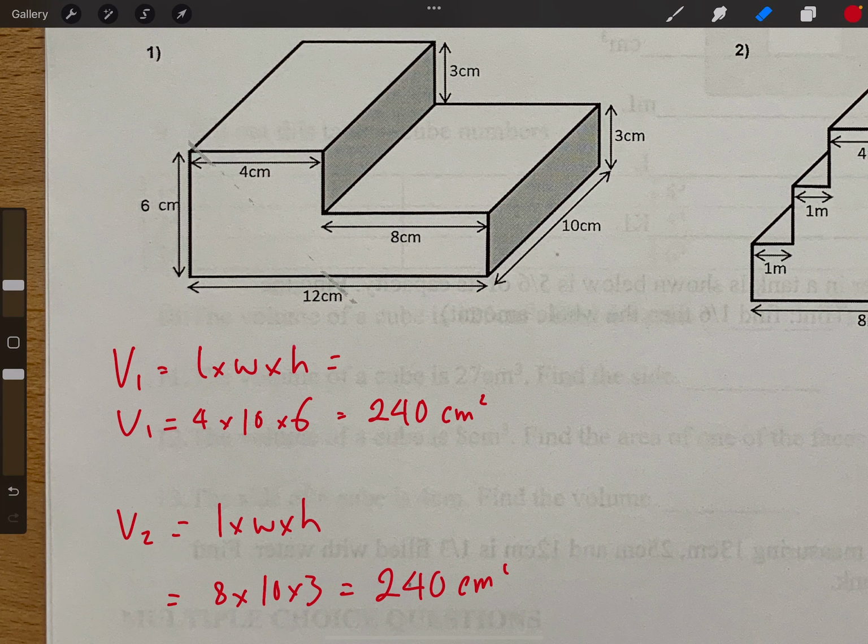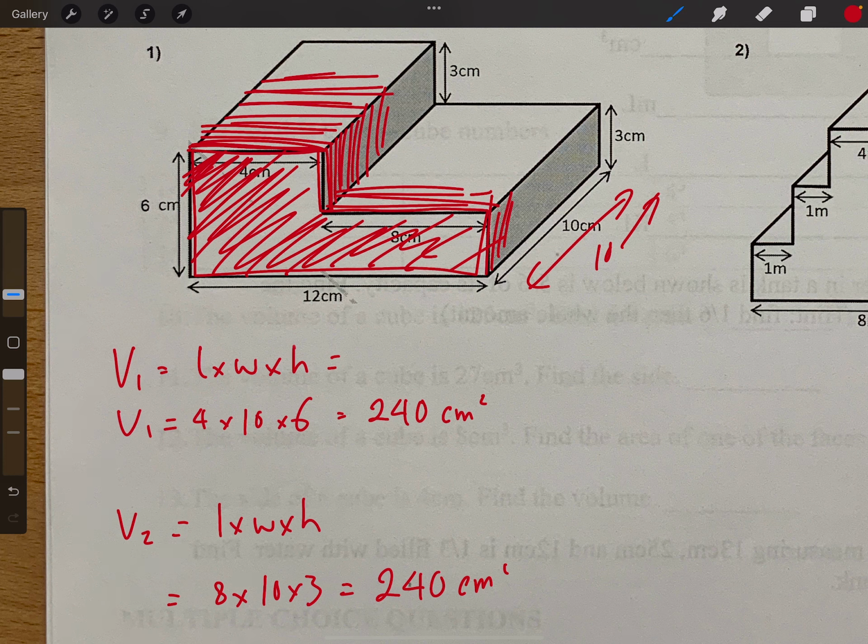Imagine if you have a bunch of these shapes stacked against each other. Keep stacking all the way in this direction. You're stacking 10 centimeters in that direction. So to find the volume, all we've got to do is find the cross-section area, which is this, and then we just multiply by 10 because we're stacking 10 centimeters in this direction.